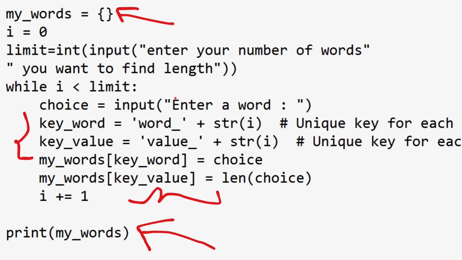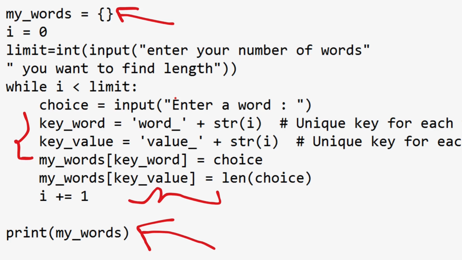So at the start of this program, we have an empty dictionary named my_words, and the variable i is initialized to 0. In the next line we have a limit variable, where we ask the user to enter the number of words for which they wish to find the length. For example, we assume we have entered 3 here, and we have a while loop next: while i < limit.